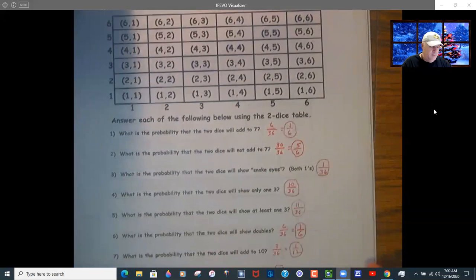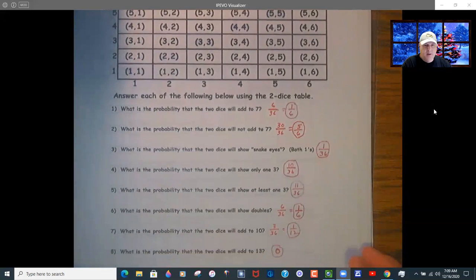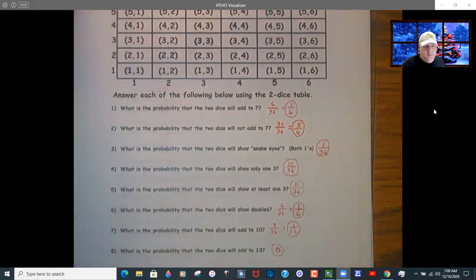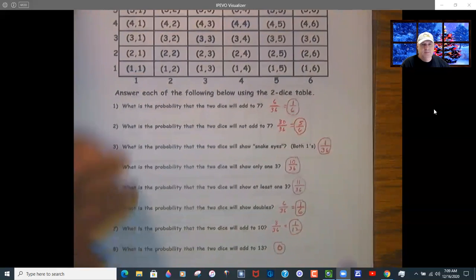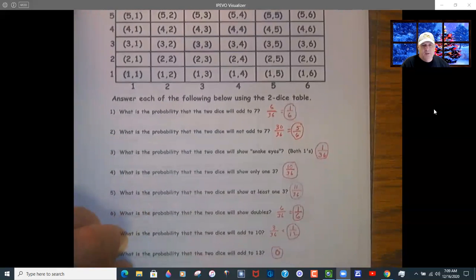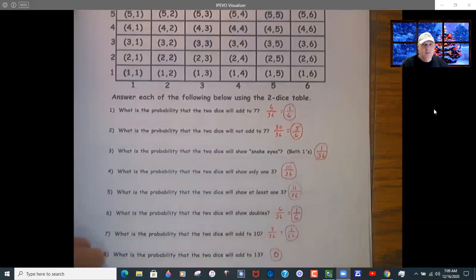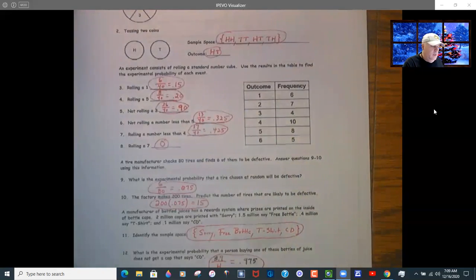I have not so much seen questions on 2 dice probability. You're welcome to try this. It is based on this table. So I'm going to skip through this. You can stop the video and come back to it if you want to check your answers, but I'm going to skip by it.